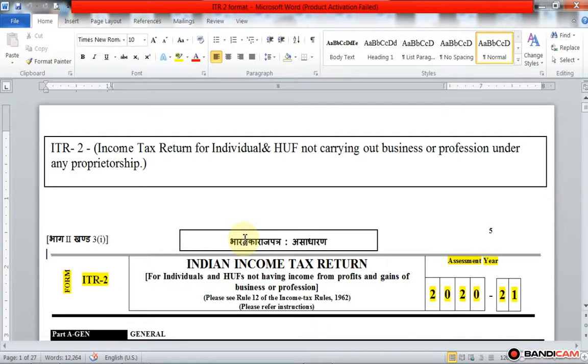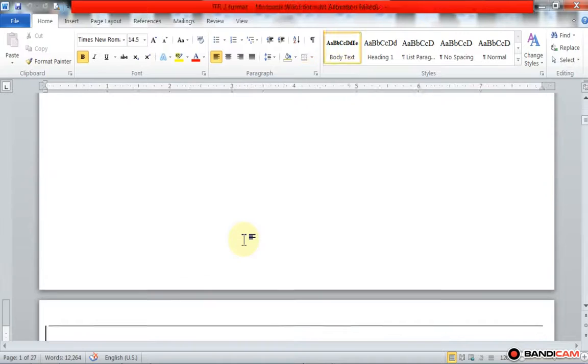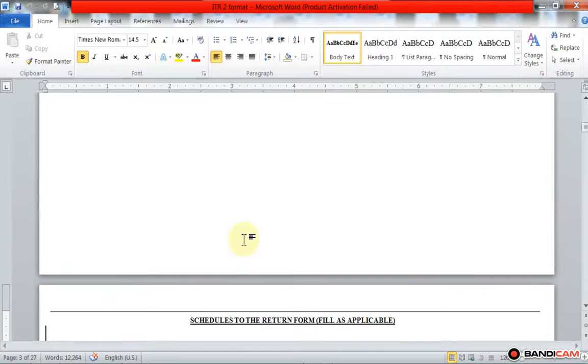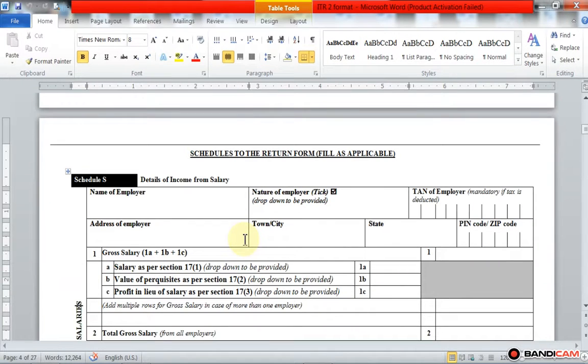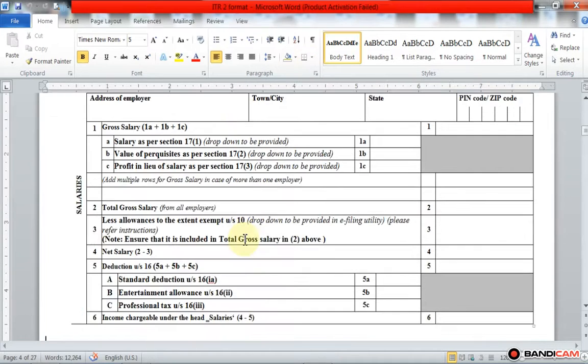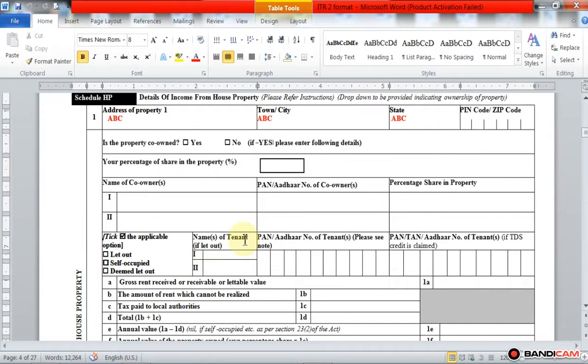Then we discussed Schedule S, which is the salary. Details of income from salary: here, name of employer, nature of employer. We already discussed Schedule S.